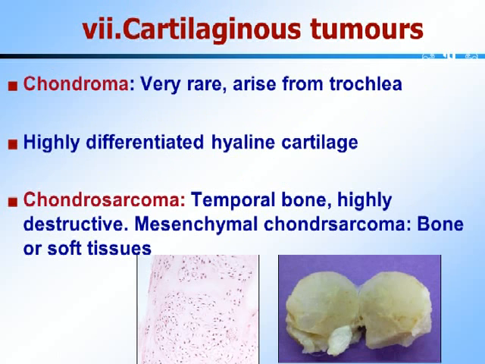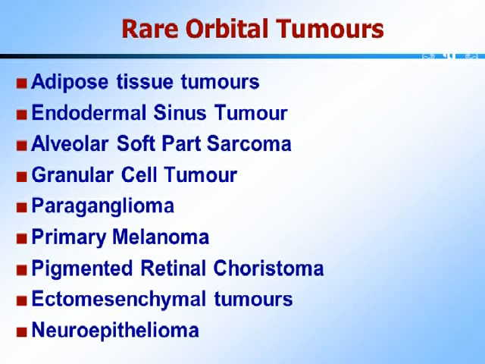Chordomas are cartilaginous tumors. They are also very rare, and we have a whole lot of rare orbital tumors which I will not be covering. Some of these tumors will be covered by Dr. Kashyap and Dr. Bhavna in the next session.